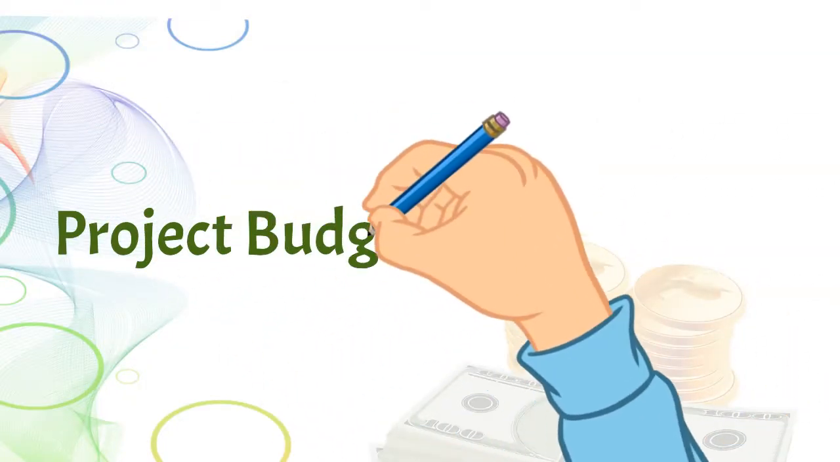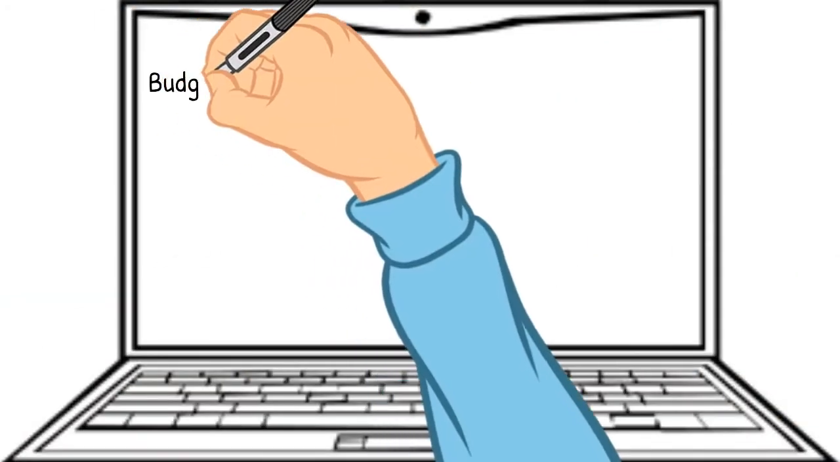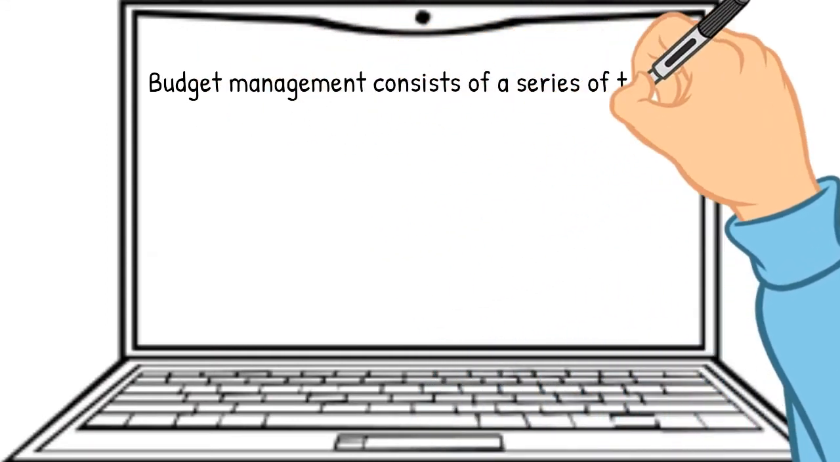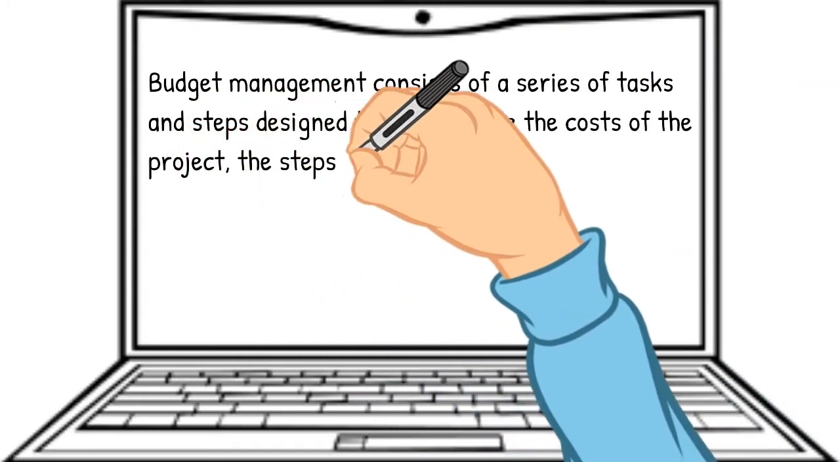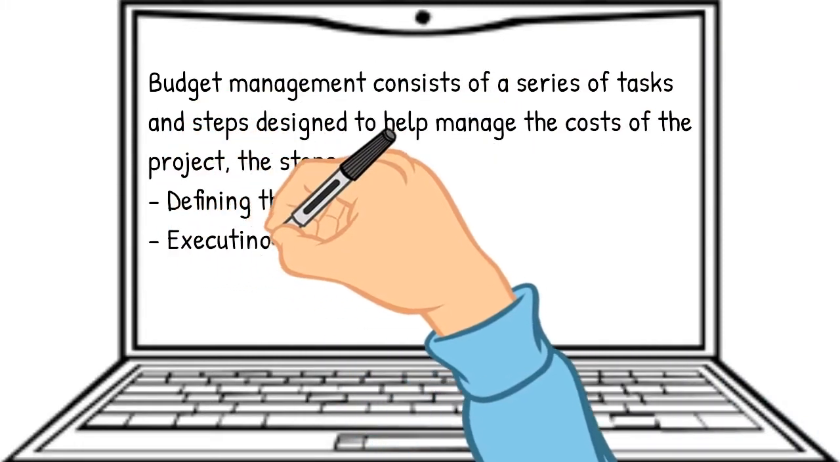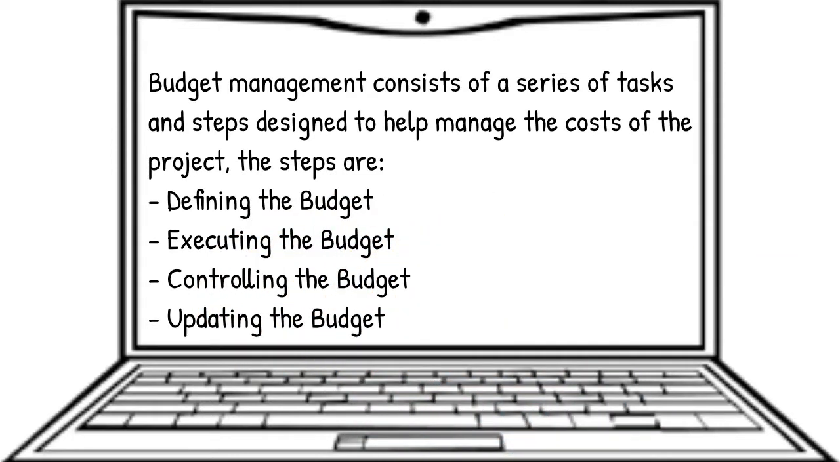Project budget management. Budget management consists of a series of tasks and steps designed to help manage the costs of the project. These steps are: defining the budget, executing the budget, controlling the budget, and updating the budget.